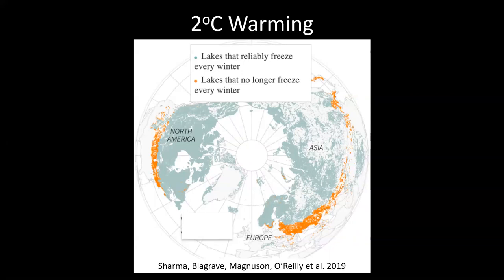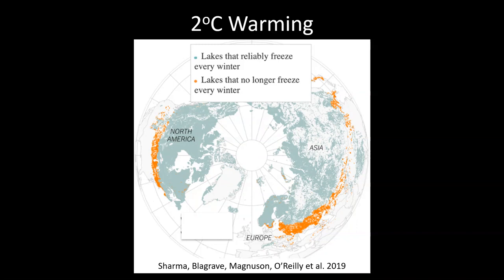So even if we get to the 2-degree warming, if we stop here, we already have had an extension northward of lakes that do not freeze every winter in our modeling. And for those of you in Wisconsin, you can look at Lake Michigan pointing down and you get a feeling for where the line would be if we met the Paris Accord. And it was in southern Lake Michigan if we looked at the current conditions. In Asia, you notice the 4-degree one is in southern Sweden and includes most of France and a little bit of Germany and so forth.